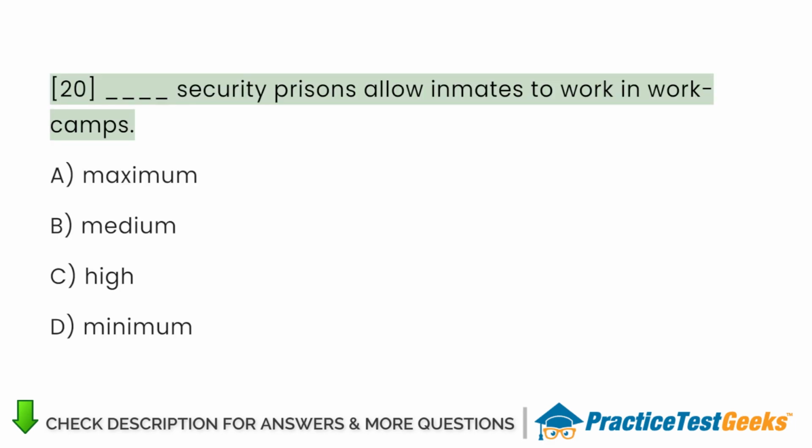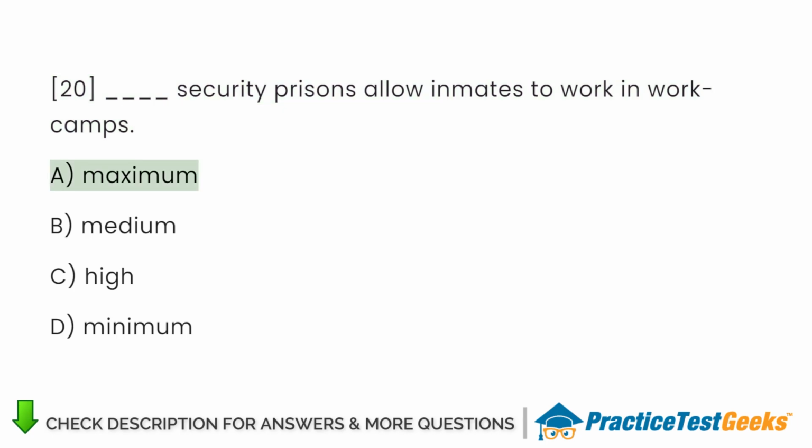What security prisons allow inmates to work in work camps? A. Maximum. B. Medium. C. High. D. Minimum.